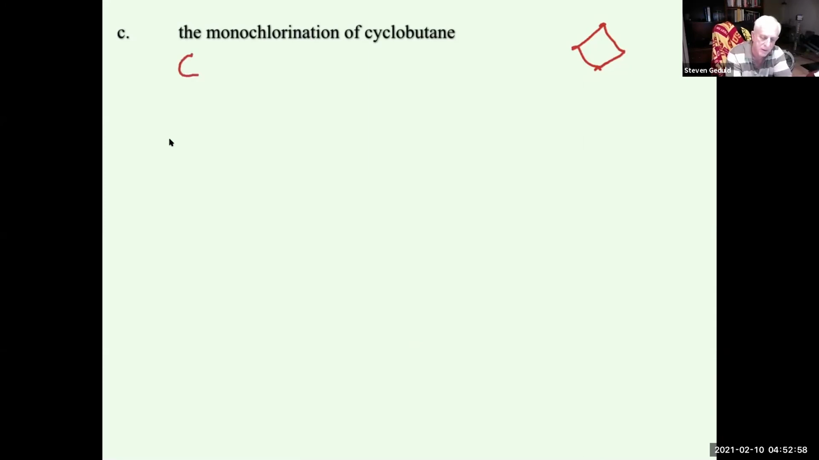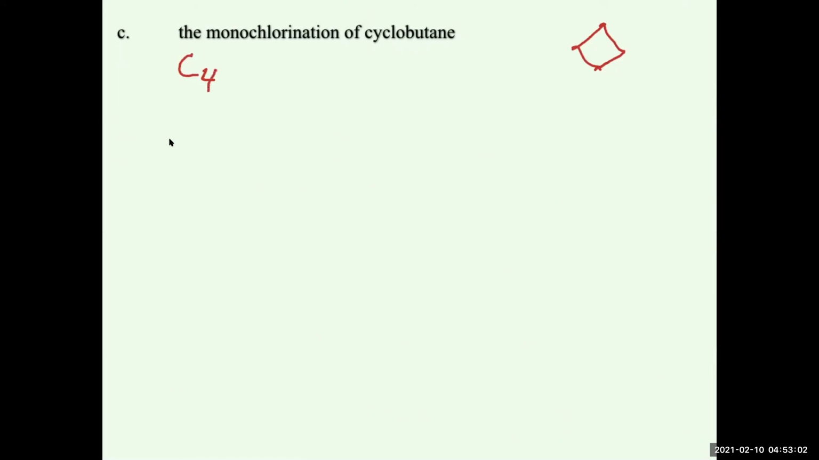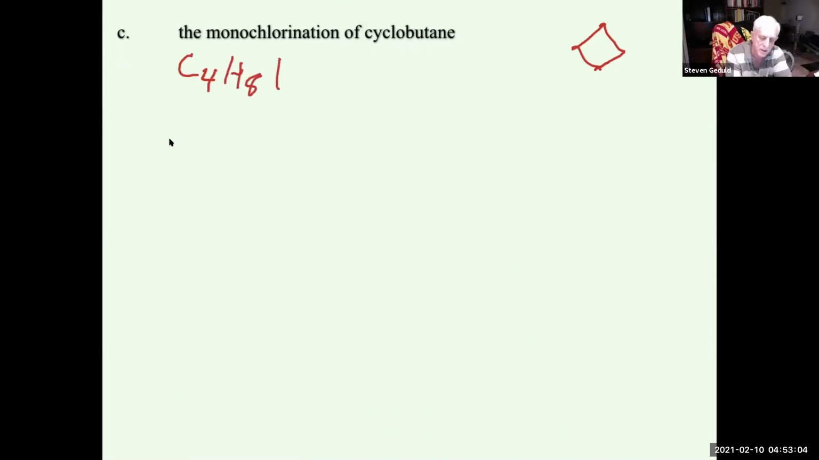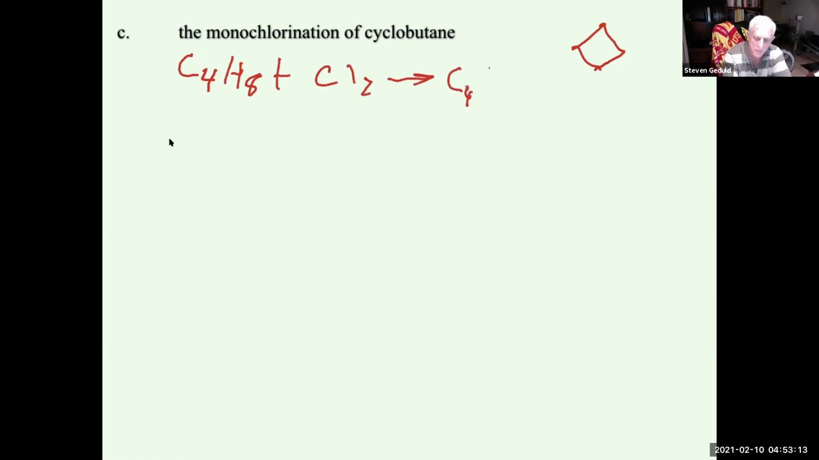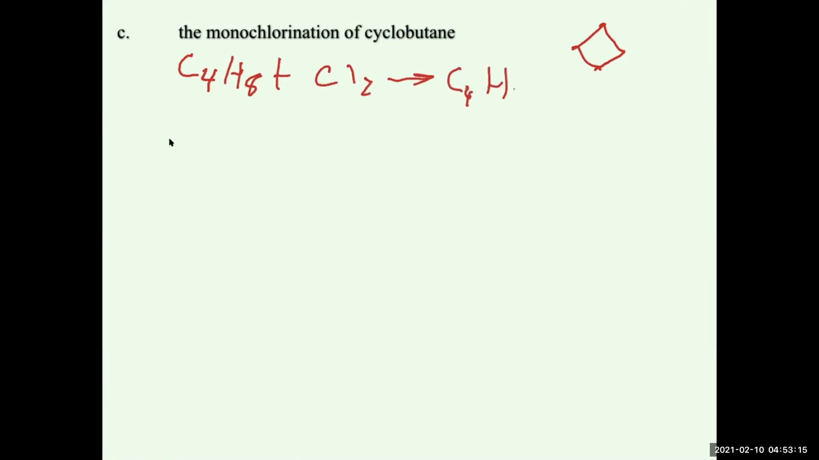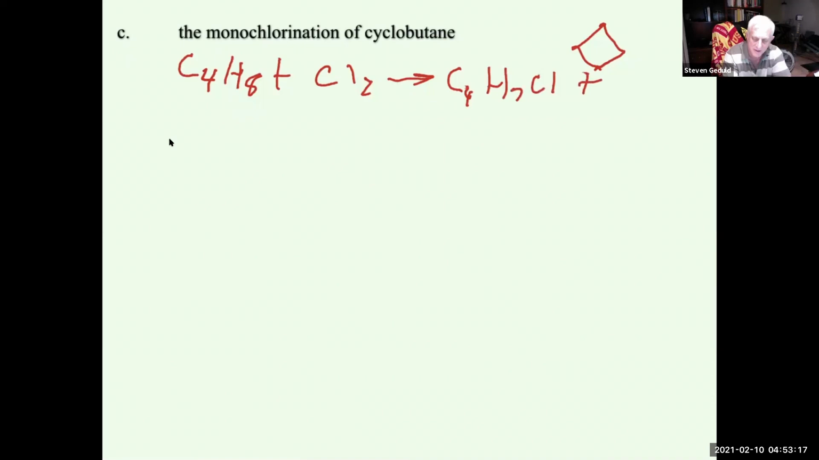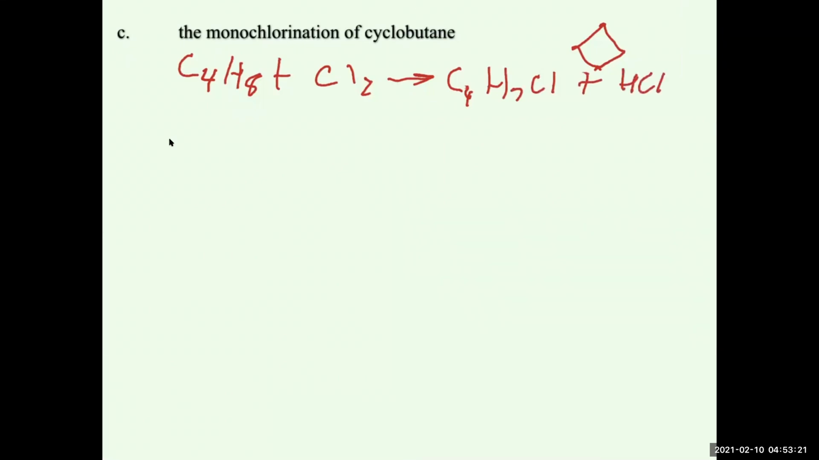C4H8. C4H8 plus, what are we going to add to this thing? Cl2, and it's going to produce C4H7Cl plus HCl. Perfect. You got it. It's exactly what it'll produce. So there's your reaction.